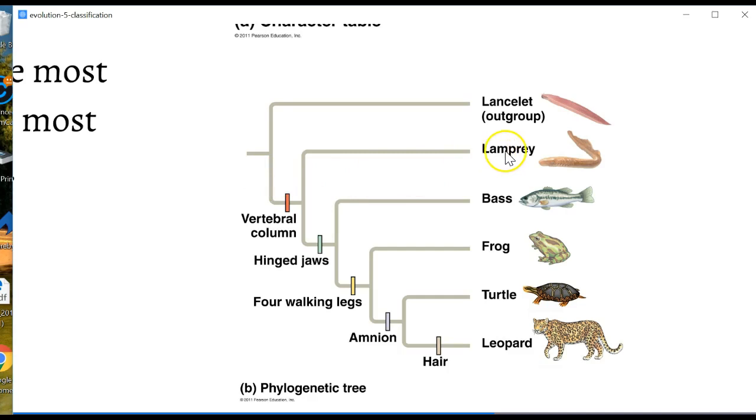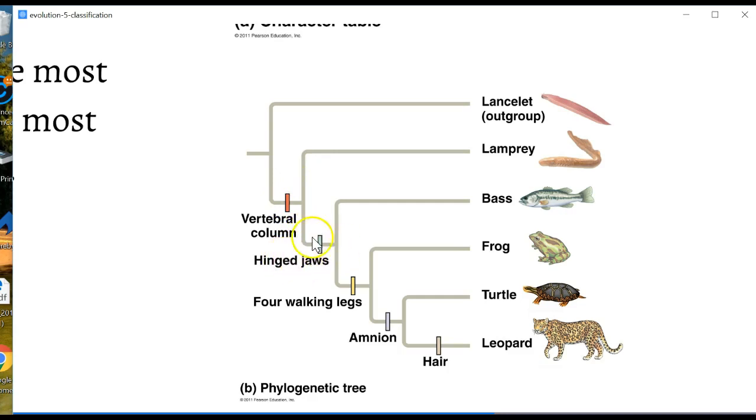Then here we have the lamprey. You can see that the lamprey, before it deviated from its ancestors on this side of the tree, the common ancestor here had a vertebral column, which means that all of these organisms from the lamprey to the leopard have a backbone. And so just like that, we can see which organisms have this hinged jaw.